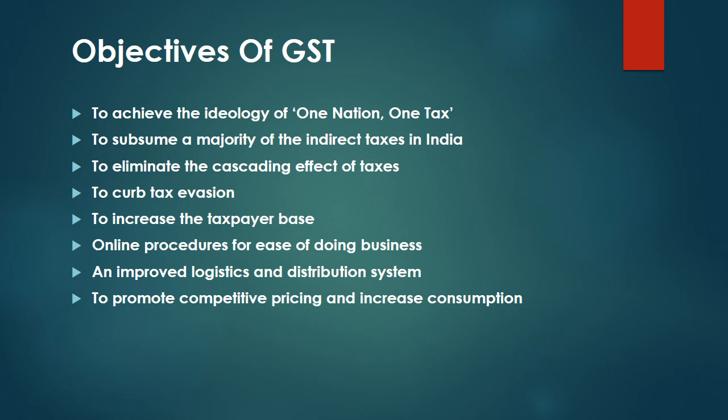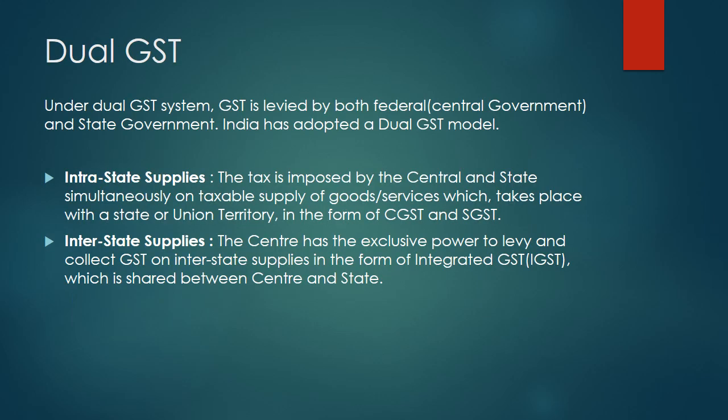To eliminate the cascading effect of taxes, so we have the option of input tax credit in this GST, which removes the cascading effect of taxes. To curb tax evasion, to increase the taxpayer base, online procedures for ease of doing business, an improved logistic and distribution system to promote competitive pricing and increase consumption.